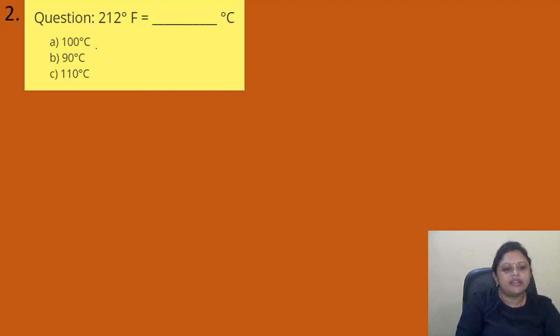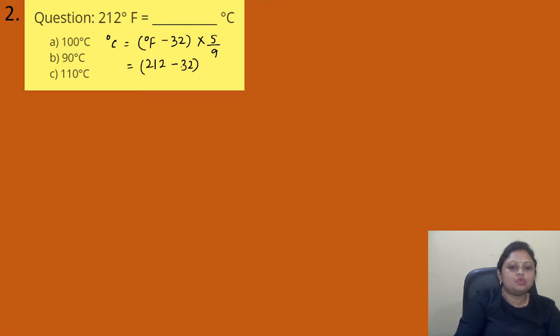212 degree Fahrenheit is equal to dash degree centigrade. Option A 100 degree centigrade, B 90 degree centigrade, C 110 degree centigrade. So how to convert degree Fahrenheit into centigrade? Degree centigrade is equal to degree Fahrenheit minus 32 into 5 by 9. So the degree Fahrenheit value given is 212 minus 32 into 5 by 9.